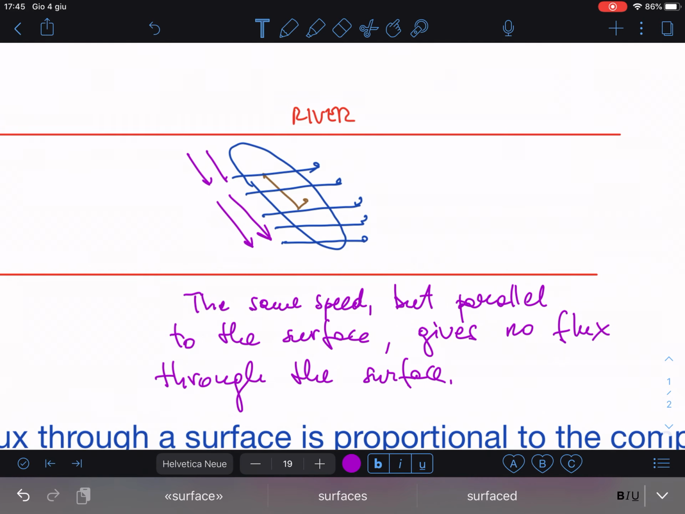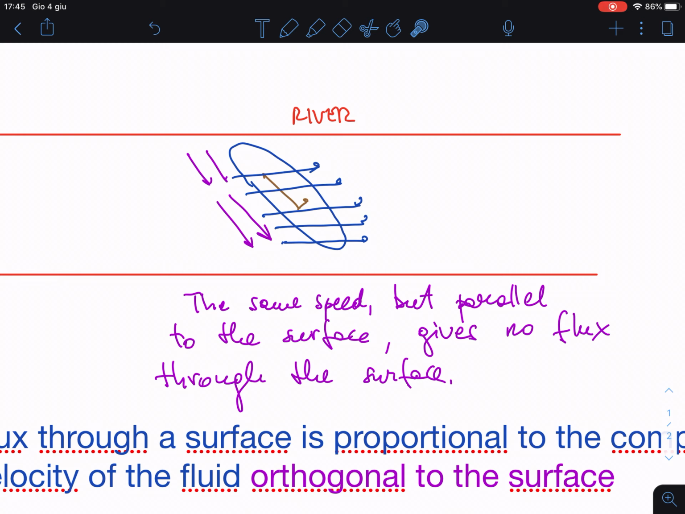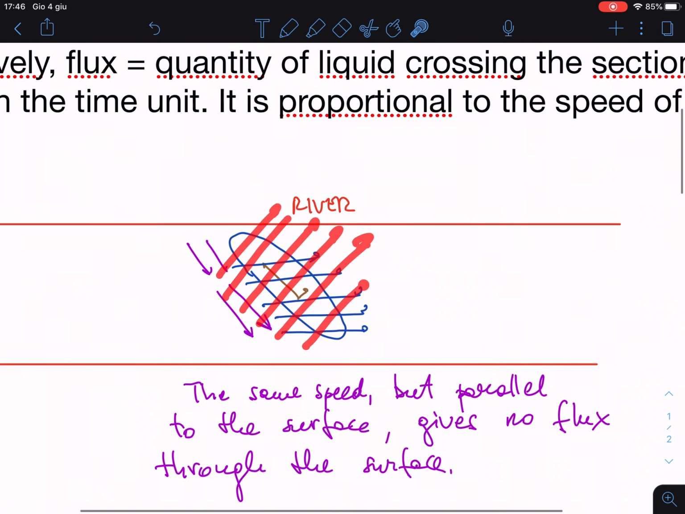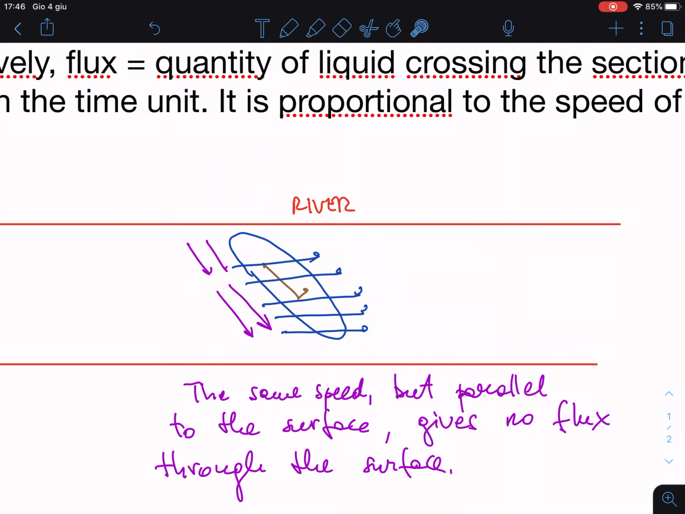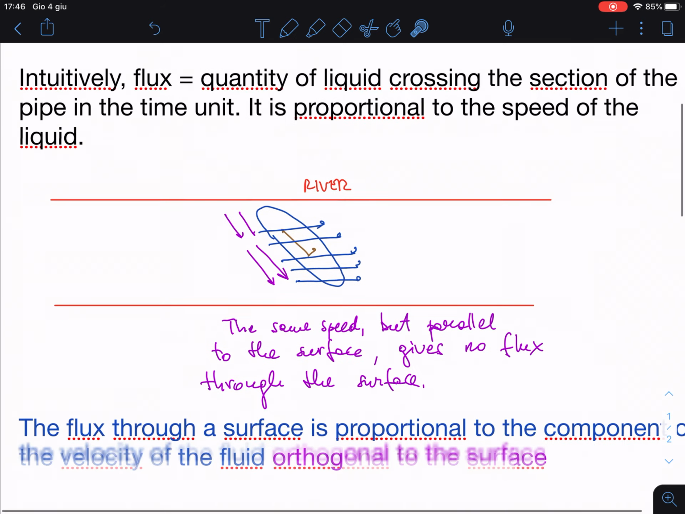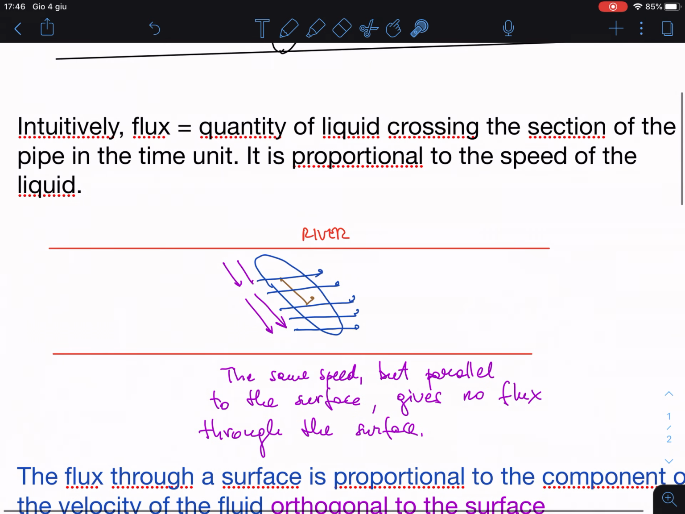I repeat, here you see in this example, when you have a velocity which is parallel to the surface, then you don't have flux through the surface. It is like the liquid is going in this direction, just contouring the surface, but not passing through the surface. But when the velocity is really orthogonal to the surface, then the flux, so the quantity of liquid passing through the surface in the unit time, is maximal.